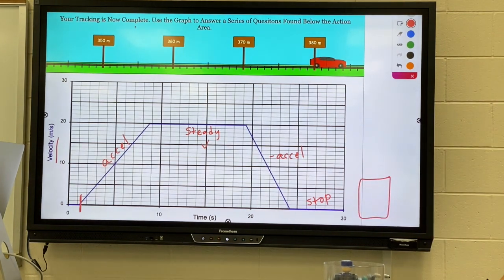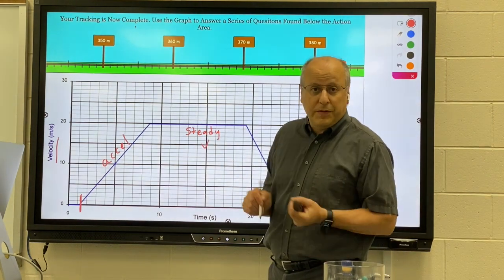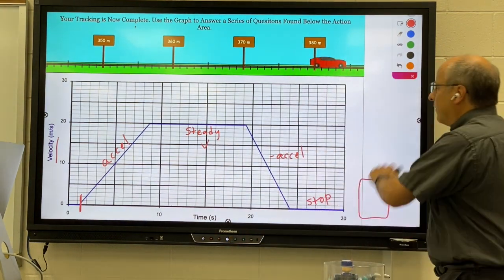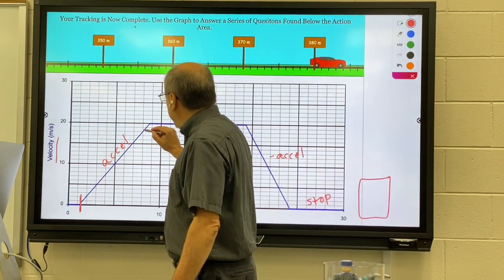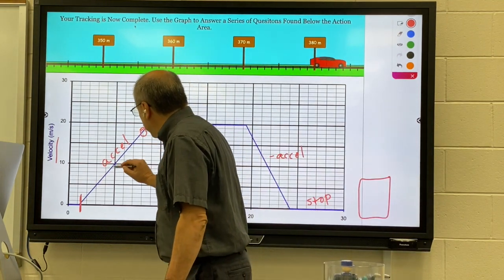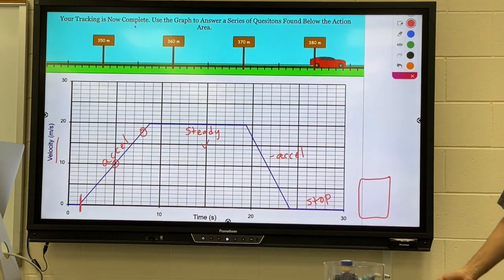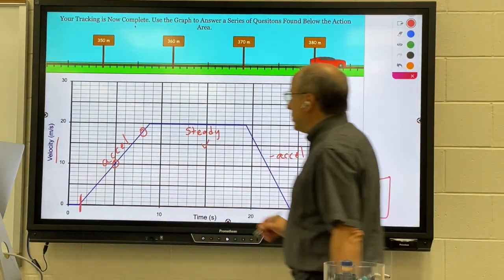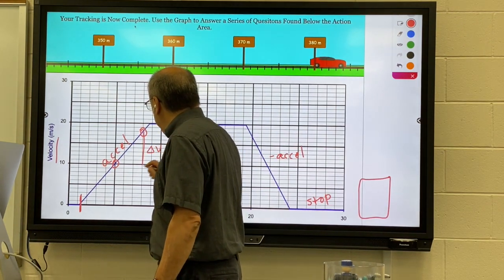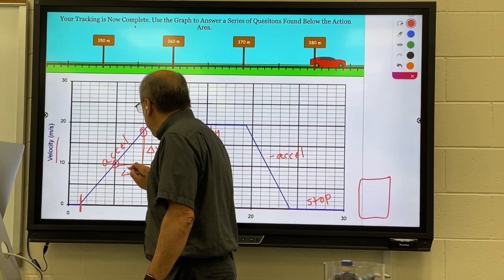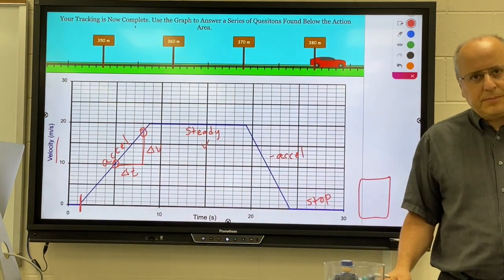Now when you want to find acceleration, it turns out that it's really easy if you're doing a velocity graph. You don't have to go through all the nonsense we just did. Instead, you just pick two easy to read points on your graph and you find the slope. The slope will be the change in y, which is the change in velocity, over the change in time, and lo and behold, that's acceleration.